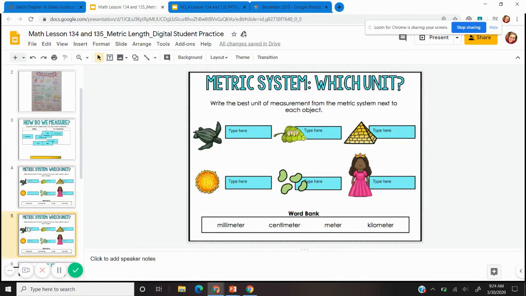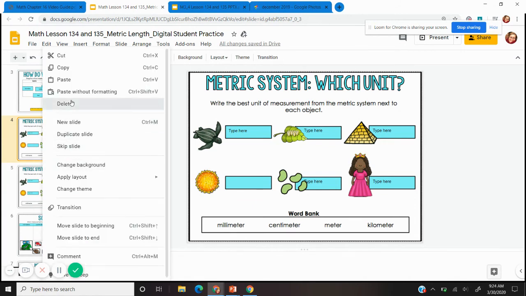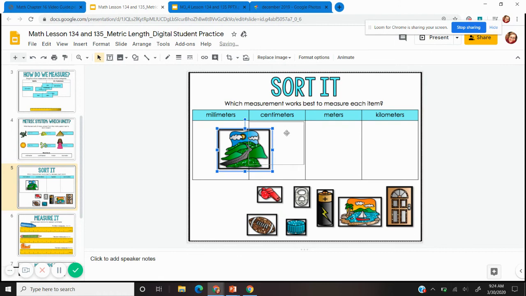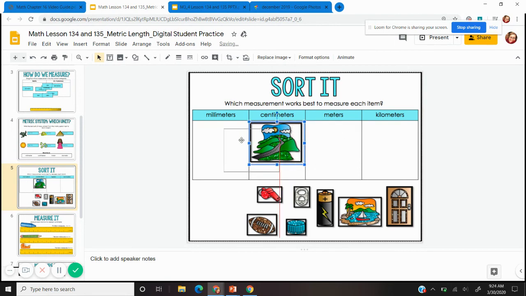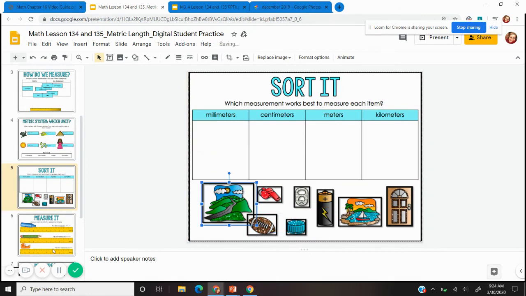I think that this is actually the same page. I think I'm going to do this format. I like this one too because then it's sorting. So this was one of our examples, a mountain. Would I use centimeters to measure the mountain, meters, kilometers, millimeters? So then you would take this and you would put that into the right category. You would drag those pieces.